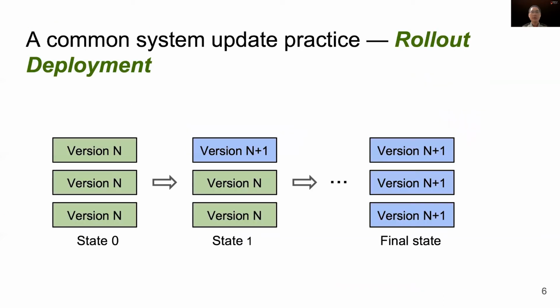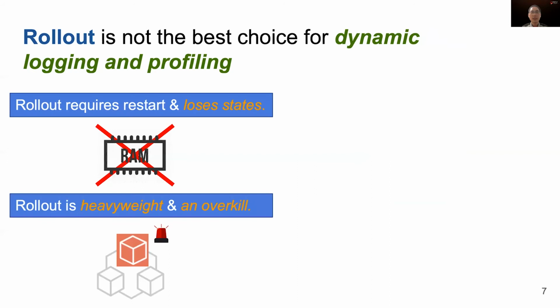One common practice for code updates that avoids the whole system downtime is rollout deployment. It involves a cluster of services, and these servers are restarted batch by batch. However, rollout is not the best choice for dynamic logging and profiling for two reasons. First, rollout updates still require restarting each server, so it will lose the memory states across updates. Second, a rollout deployment is heavyweight and an overkill for just collecting logging or profiling information.